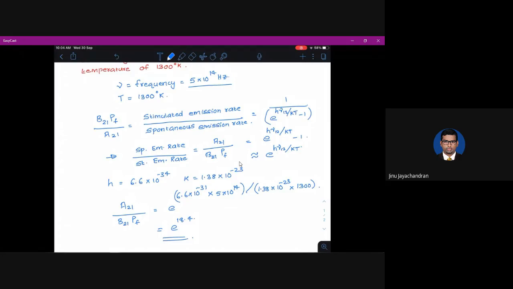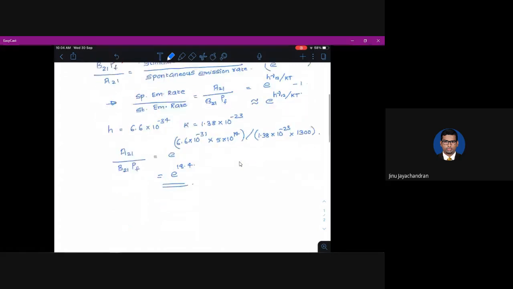What it tells you is the ratio of spontaneous emission, because this is for spontaneous emission and this is for stimulated emission. When you find the ratio of the Einstein coefficient of spontaneous emission to stimulated emission, the value is very high. So e raised to 18 is approximately 10,000 times or more than that. Or e is approximately 2.7, and 2 raised to 18 is like 2 raised to 10 into 2 raised to 8, which is like 80,000 or 8,000 times.